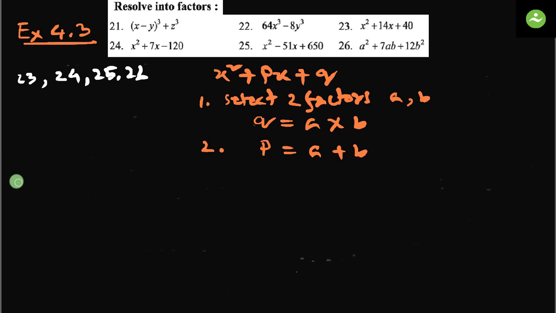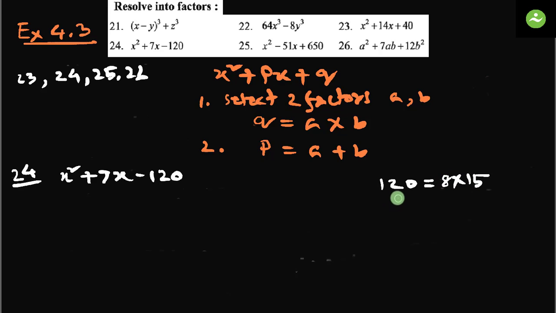Now we will solve number 24. x square plus 7x minus 120. q is 120. And what factors should we select, so that after summation the result is 7, plus 7? We have to choose the factors, one should be with plus sign, another with minus sign. How? Okay, first thing, 120, 15 into 8, or 8 into 15.